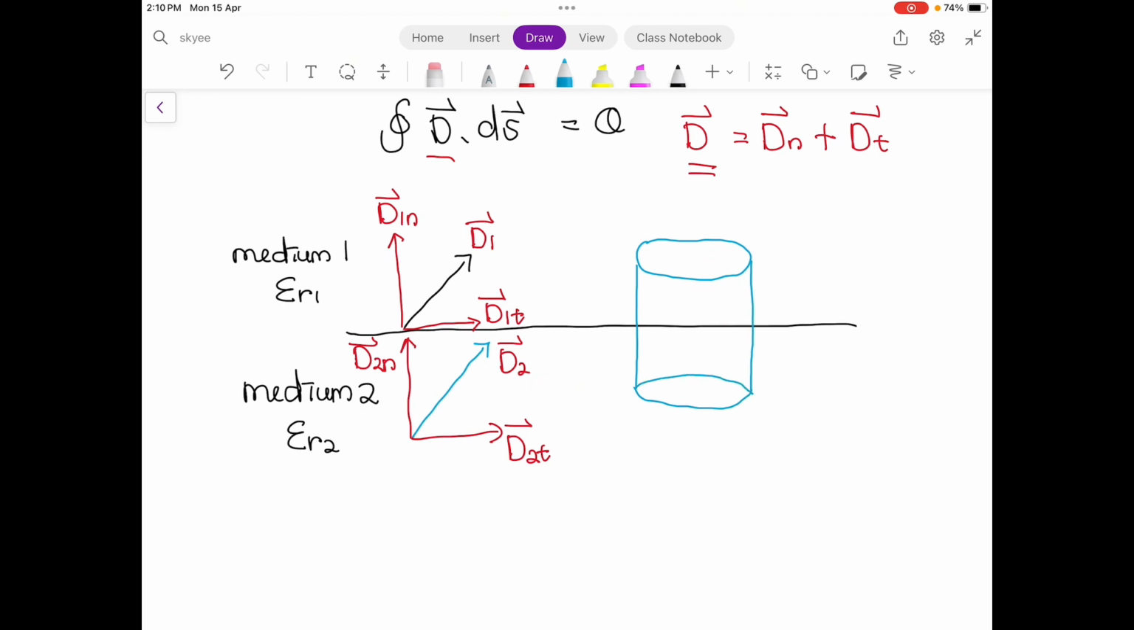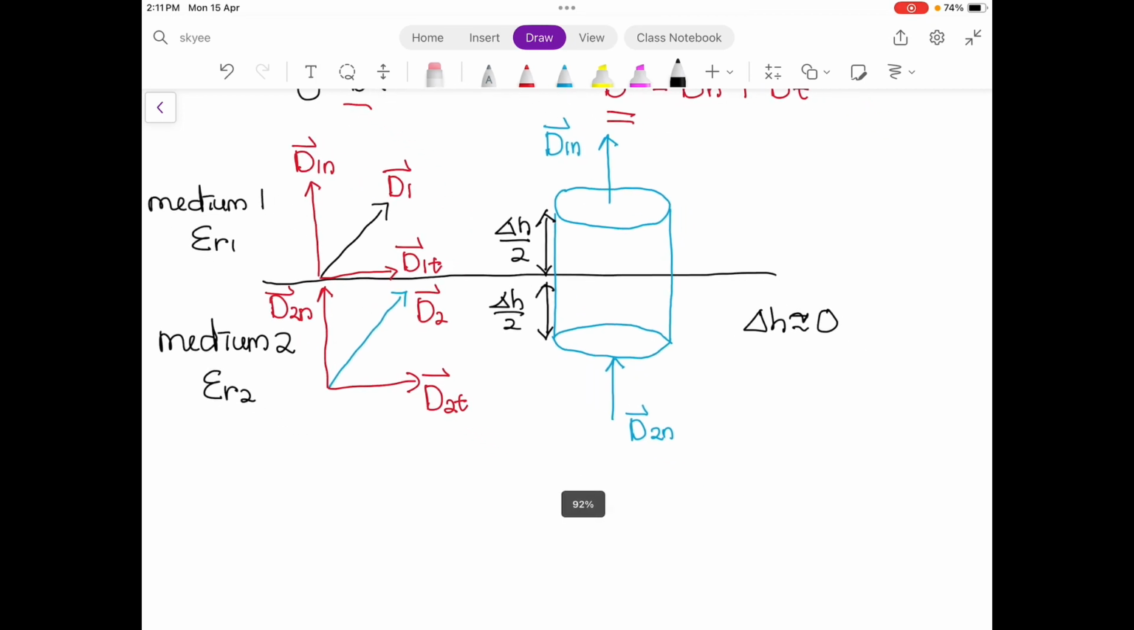Okay, so the flux coming out from the surface of the cylinder, you can have a flux here, right? This one is following the D1N, and this one is D2N. So this is the flux coming out from the top and bottom of the cylinder. And if you assume that the del H over 2 is over here, and the del H is approximately 0.